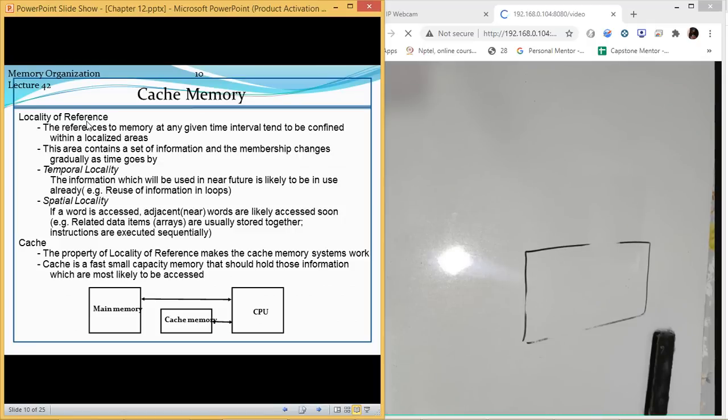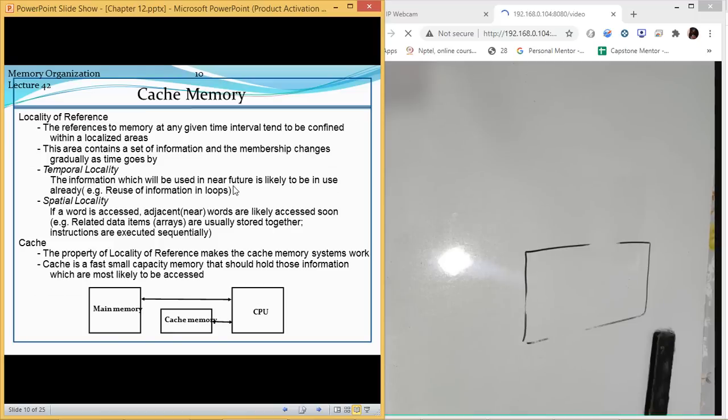Now there are two types of localities. First one is temporal, second is spatial. What is the difference between temporal and spatial locality? The first is temporal. Temporal means any data which we are currently using, we are going to reuse in the near future. That is temporal locality. If we are using certain data, it is very probable that in future we are going to use the same data. You can understand it in the form of loops, like when your program is executing some data, it re-executes or requires the same data.